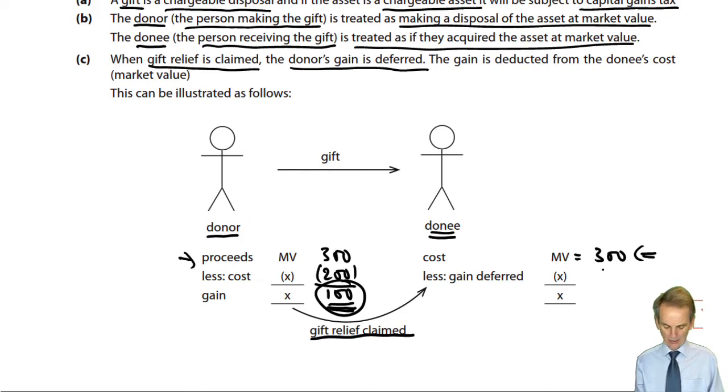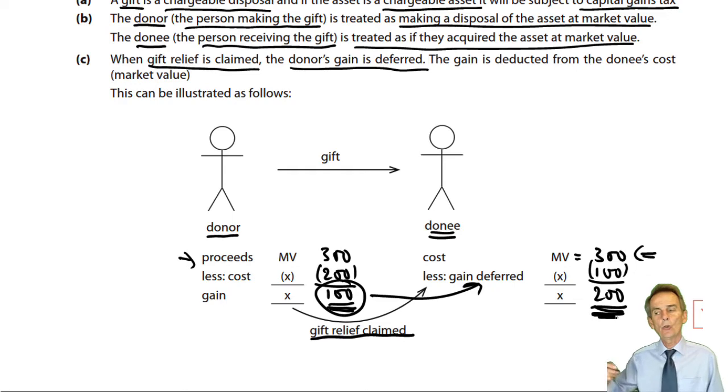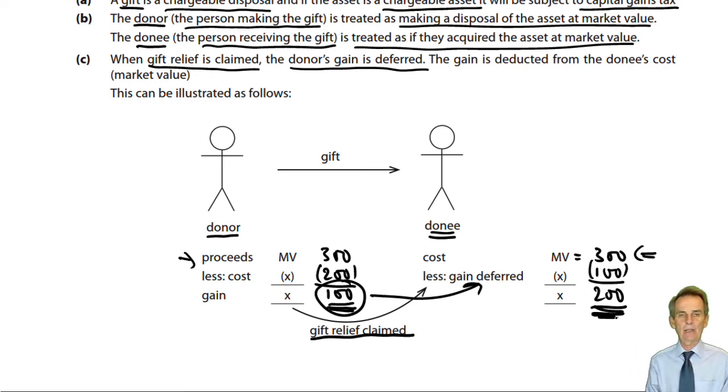Whereas you can see with this simple exercise here, the gain of 100, that is the gain deferred. We deduct that in establishing the base cost to the donee. So the donee's base cost has now become £200,000. If therefore they went out the next day, the next year, or wherever in the future, and were to sell that for, say, £300,000, they would have a cost of £200,000 to deduct from their proceeds of £300,000. It is they, the donee, who would then end up being responsible for that gain. And that's got to be seen as a pretty sensible basis of dealing with this, that the person who is benefiting from this gift is clearly the donee.